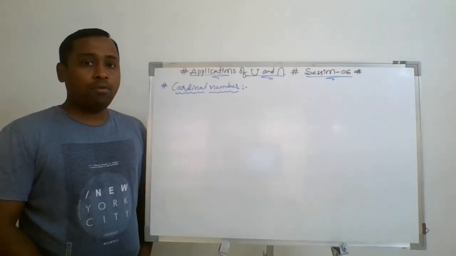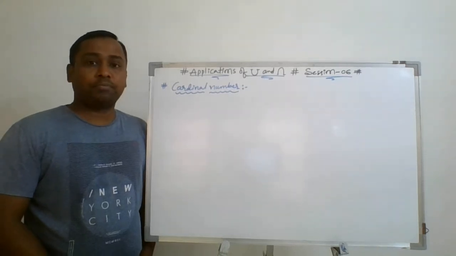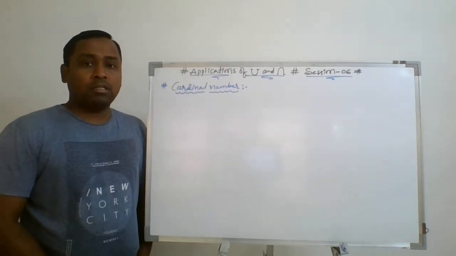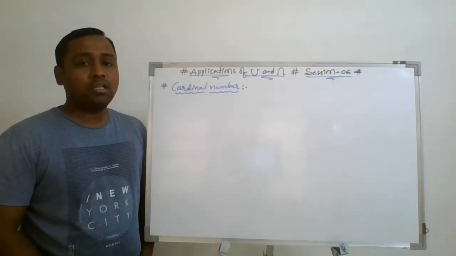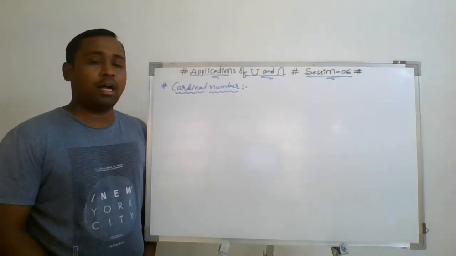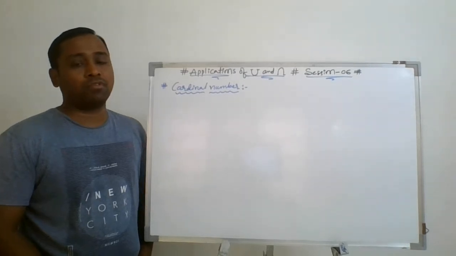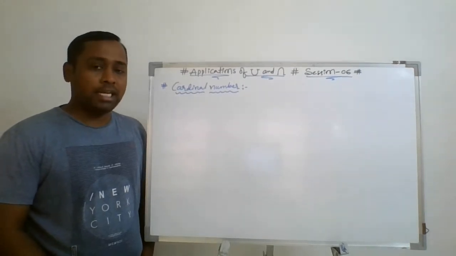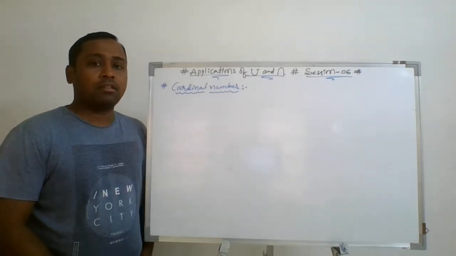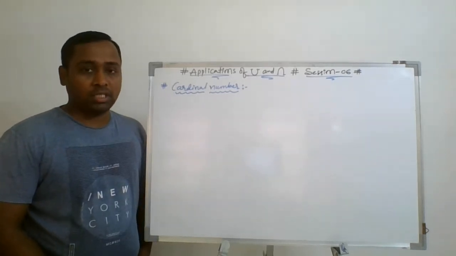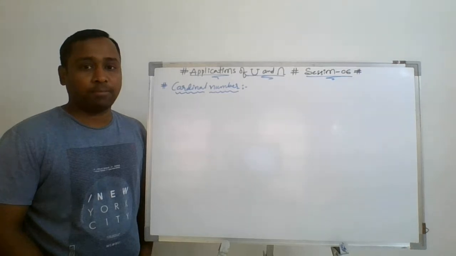So before going for the formulas here, first you need to understand one common term, that is cardinal number. Let's have a discussion on that and then we'll move to the formulas, and thereafter you can use those formulas to simplify the application based questions as the last part of your chapter.